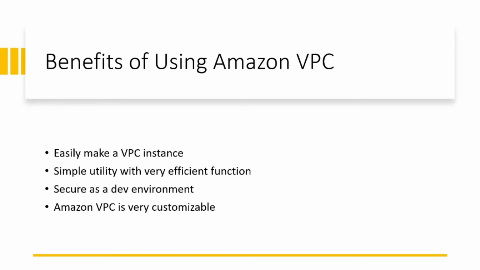So the benefits of using Amazon VPC: you can actually very easily set up a VPC instance. It's really fast to do. It takes like 10 minutes. And it is a simple utility with a very efficient function, meaning security in your networking environment for potentially sensitive data that you're storing in the buckets or EC2 instances. It's secure as a dev environment, and it is also very customizable. You can do a lot of stuff with setting up your VPC.